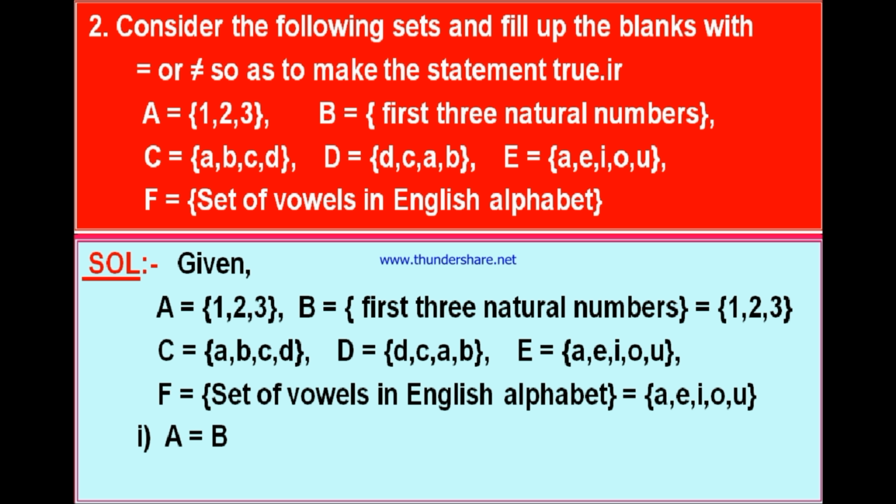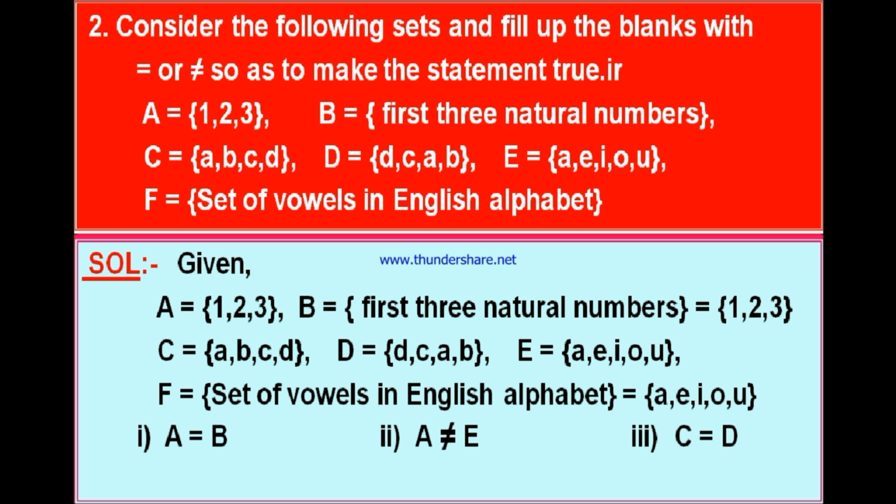Now the first bit, A and B are given. Now are they equal? We have to find out. Look at A and B. The set A contains the elements 1, 2 and 3. Set B also has the same elements. Therefore, you can write A is equal to B.